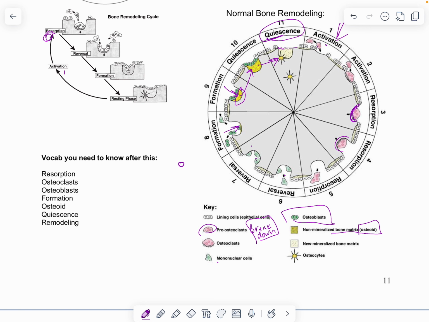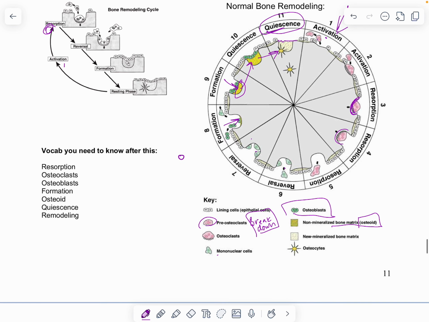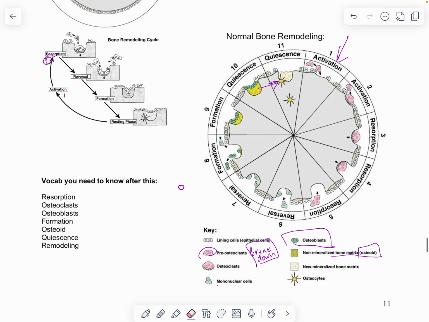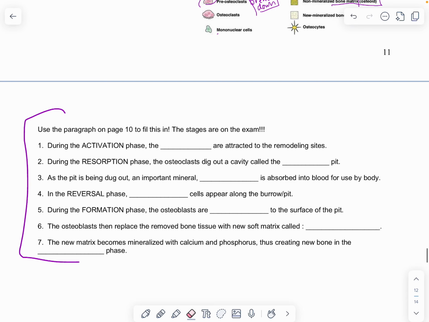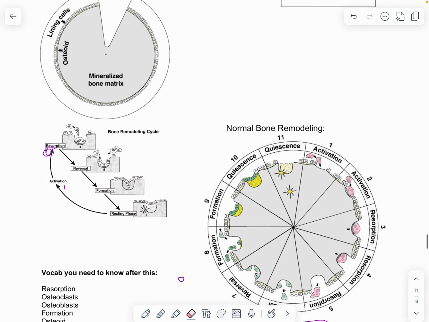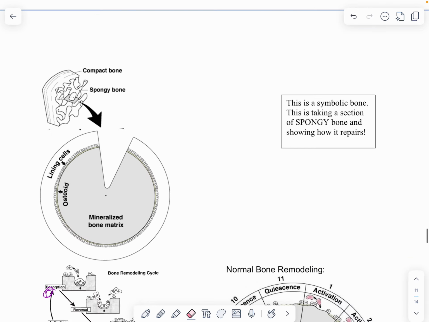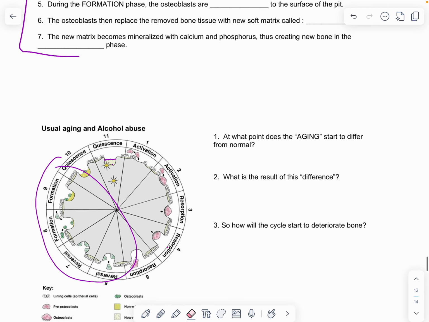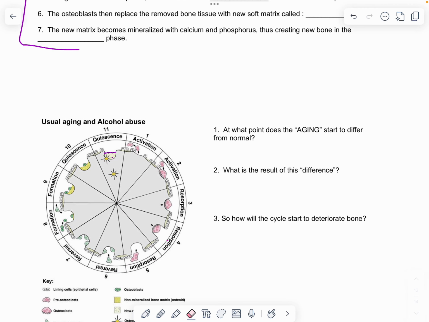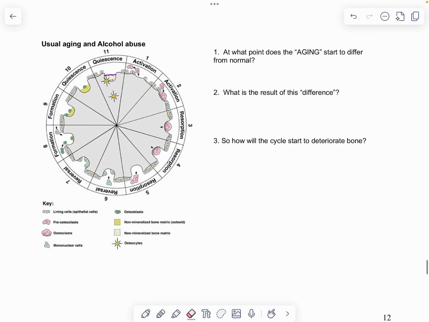This sounds great. But now I'm going to erase all this. Why? Because we've got to take a look at what's going on in some other situations. So this is normal. You're doing this all day, every day. We've got a couple of things here, and you can go up to the spot right here and fill those in. I'm not even going to check it, but they are going to come up. All right, so let's take a look at aging and alcohol abuse. So we have our five stages again.